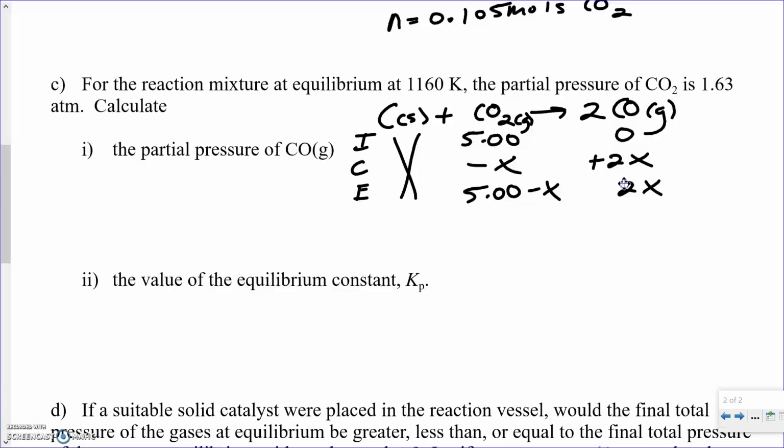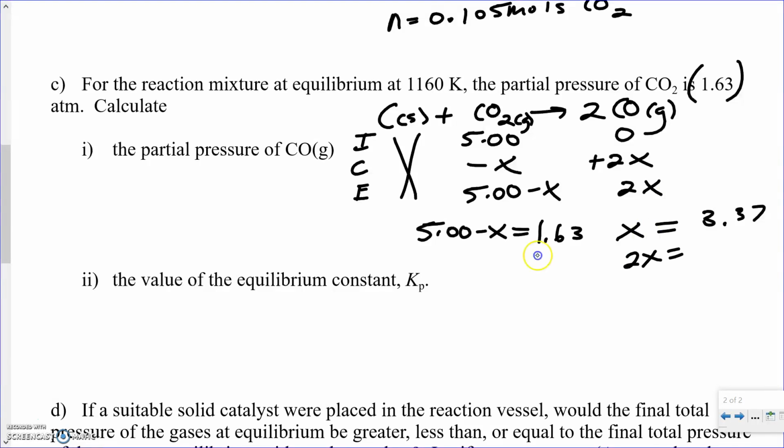And now we stop and go, what do we do from here? Well, we're actually given some pretty nice information. We're told that the carbon dioxide is 1.63 atms at equilibrium. Okay, so 5.00 minus x equals 1.63. And we can solve for x using this equation. Okay, so we get 5.00 minus 1.63, and we get x is equal to 3.37, which means 2x is going to be equal to, that times 2, 6.74.